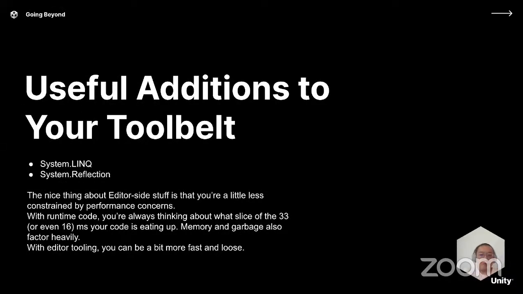Now, a couple of useful additions to your tool belt, once we've gone through all of this, it's worth looking up System.Linq and System.Reflection. These are pure C# namespaces, classes, and these will allow you to do things that you wouldn't necessarily be able to do with the built-in Unity API.